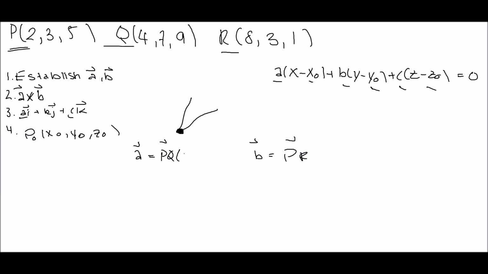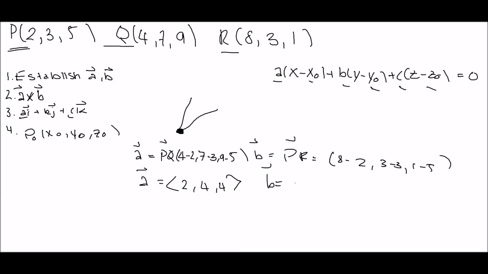So we have 4 minus 2. Let's rewrite that. We have 4 minus 2, 7 minus 3, and 9 minus 5. We're finding the difference between the 2 points to get our vector. And then we also have 8 minus 2, 3 minus 3, and 1 minus 5. So we know that our vector A is equal to 2, 4, 4, and our vector B is equal to 6, 0, negative 4.